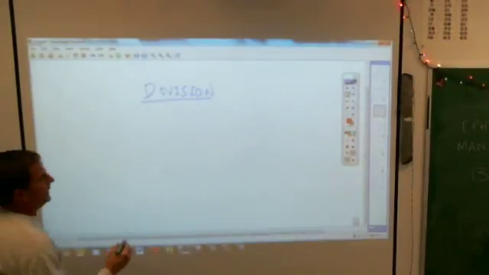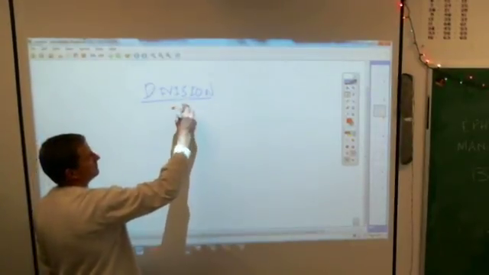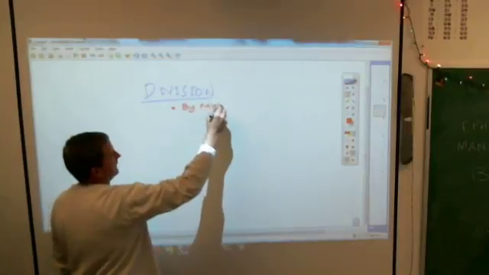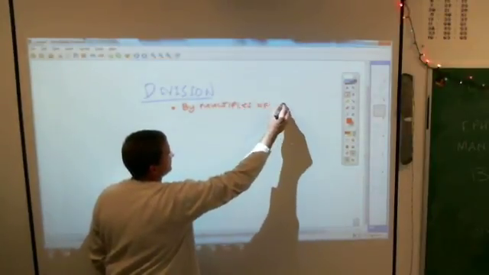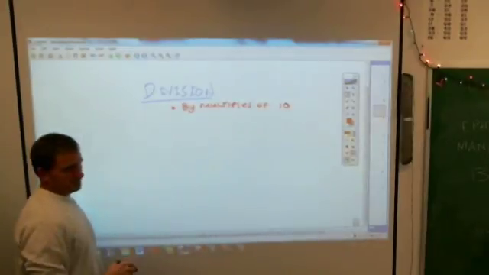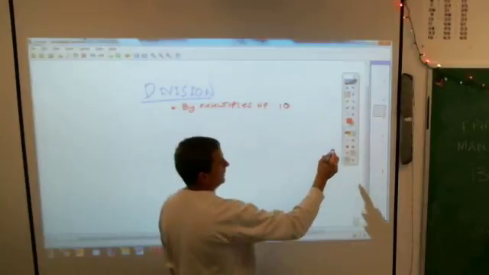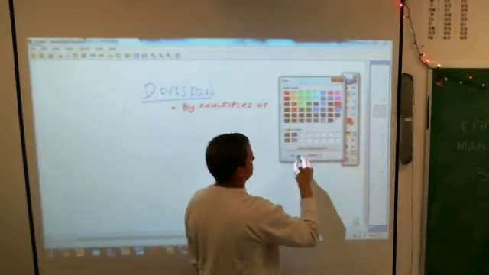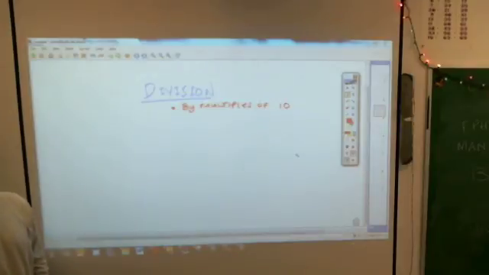Today's little subheading, fifth graders under division, is dividing by multiples of 10. So it's really our next step into getting a little bit harder division. I suppose before we start that, you probably need to know what a multiple of 10 is. Easiest way to tell if something's a multiple of 10 is it ends with a 0, right?